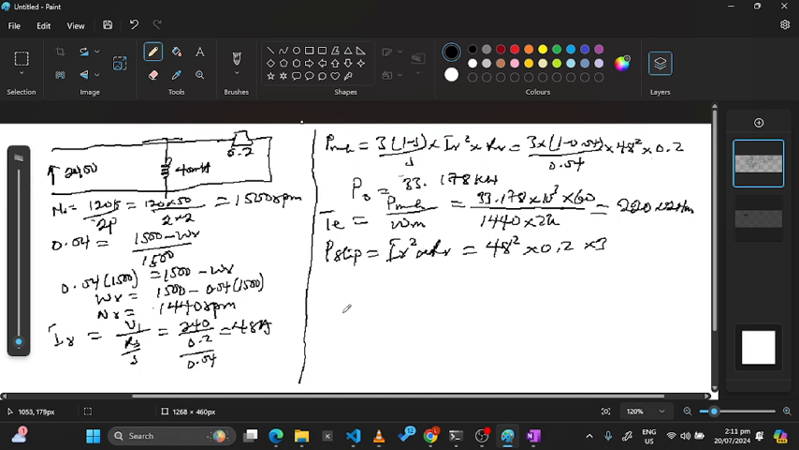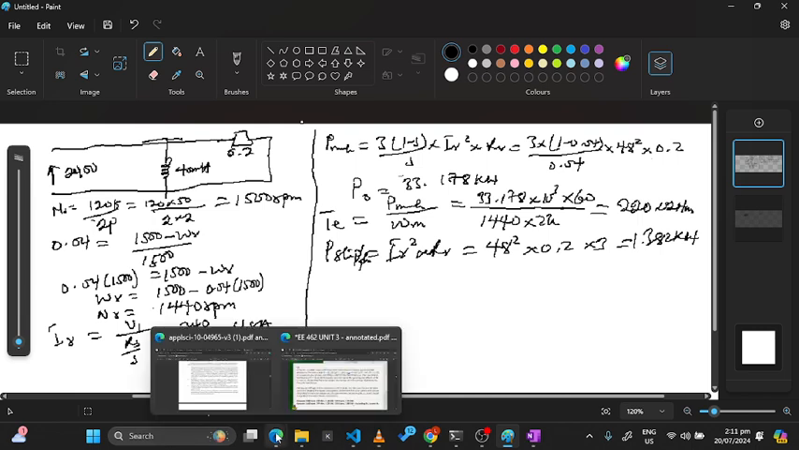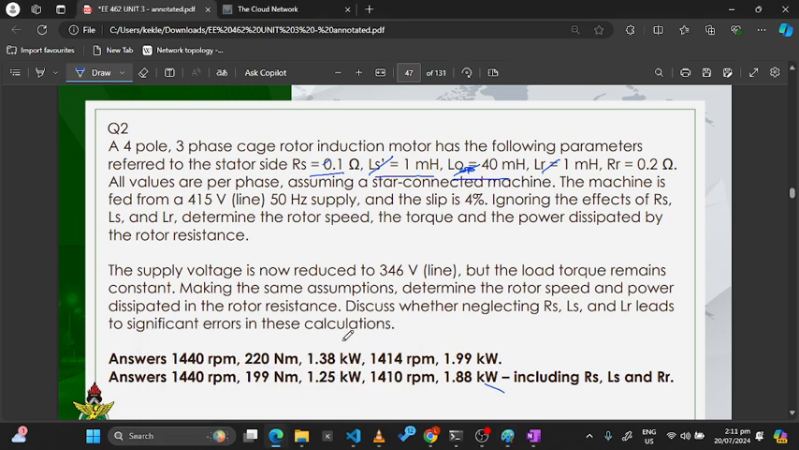Then this times 3, because this is P slip per phase. So this should be multiplied by 3 and this is equal to 1.382 kilowatts. Okay, so that's for question 2. Yeah, we are done with the first part. You can see the answers over there. So this is the speed, this is the torque, and this is the power dissipated.